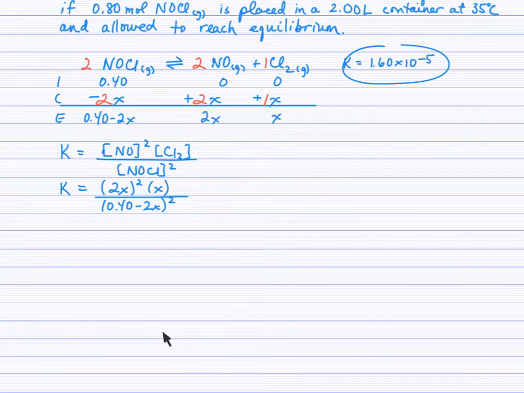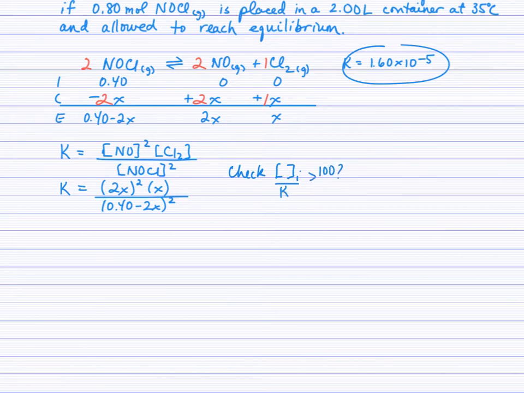All right, well, when the perfect square doesn't work, then any binomial you have in the equation, you can check to see if x is so small that subtracting 2 times x from 0.40 is really approximately the same as 0.40. So the approximation works like this. You check to see if the initial concentration divided by k is greater than 100.